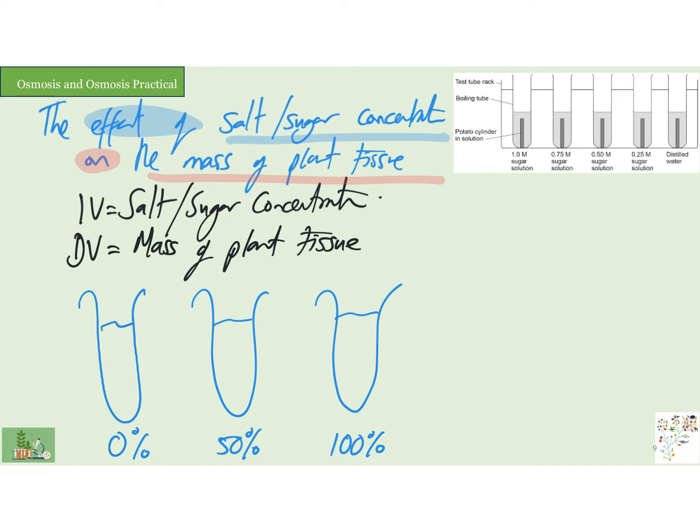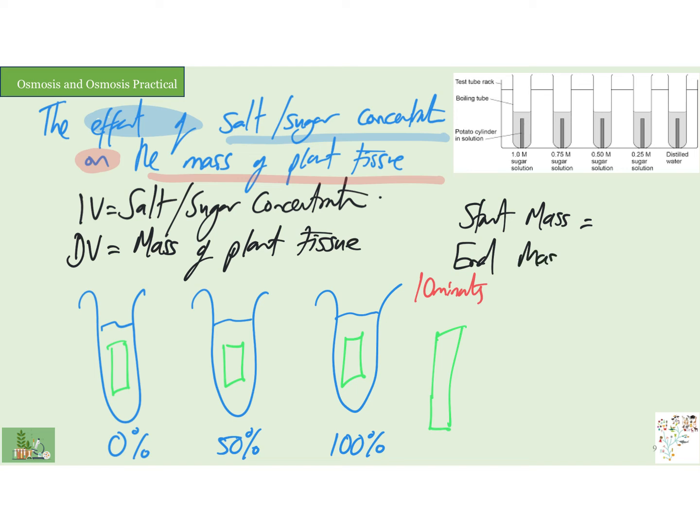So what you're going to do is collect a piece of potato core. This is a core piece of potato. You're going to weigh it, and then you're going to add the piece of potato to the solution. You're then going to time, say, 10 minutes. What you're recording is the start mass of the potato and the end mass of the potato, and you're going to calculate the difference in their mass and see how it's changed.